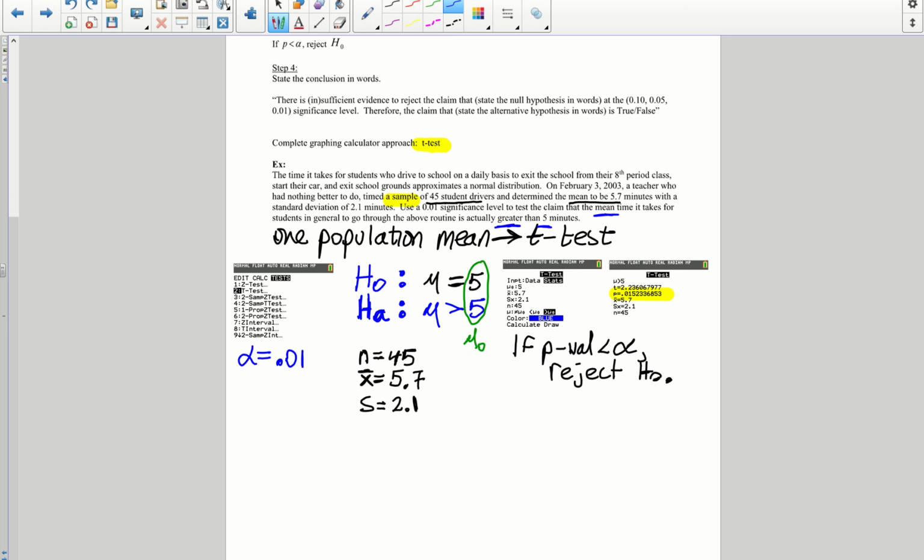So my p-value, I'm going to round it, 0.0152. That's the p-value. The alpha value is 0.01. I'll put the less than symbol in there, but I want to know, is it true or not? Is 0.0152 less than 0.01? No, it's greater. So not true. Therefore, do not reject the null hypothesis.